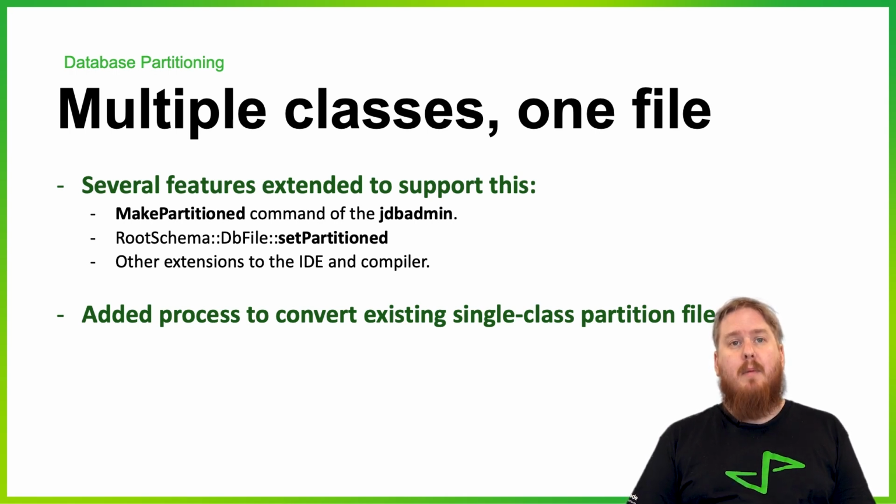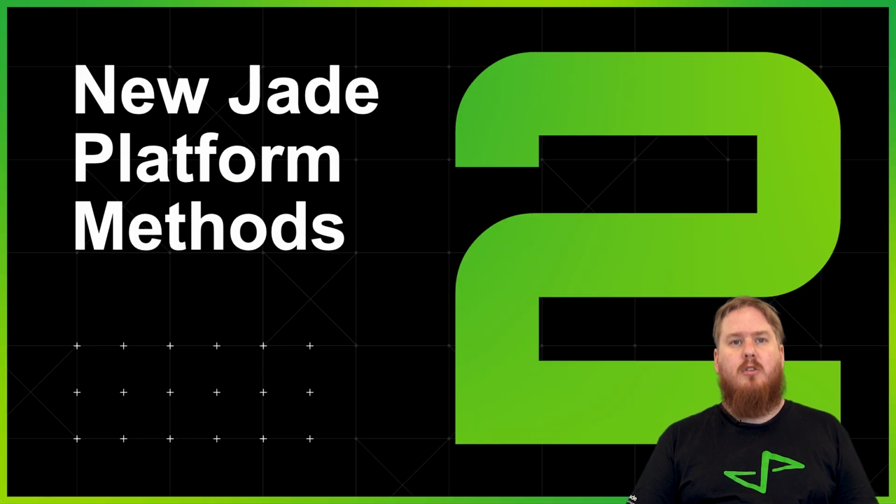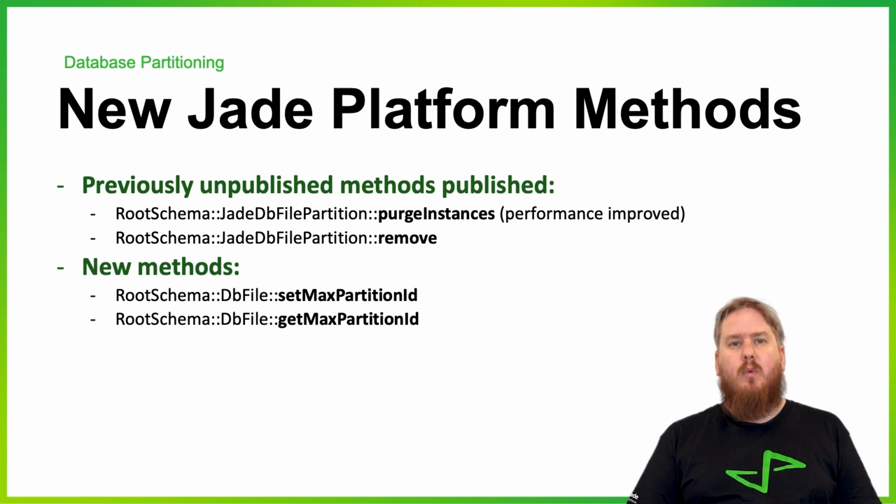For example, the make partition command of jdbadmin has a new form, and we've also added a new process for converting your old single class partition file into the new sort. We've also got some new JADE methods for you. The first lot of these are previously unpublished methods that we've gone ahead and published. That's in JadeDB file partition, we've got the purge instances method, and for bonus points, we've also made it way faster. And we've also got the remove method.